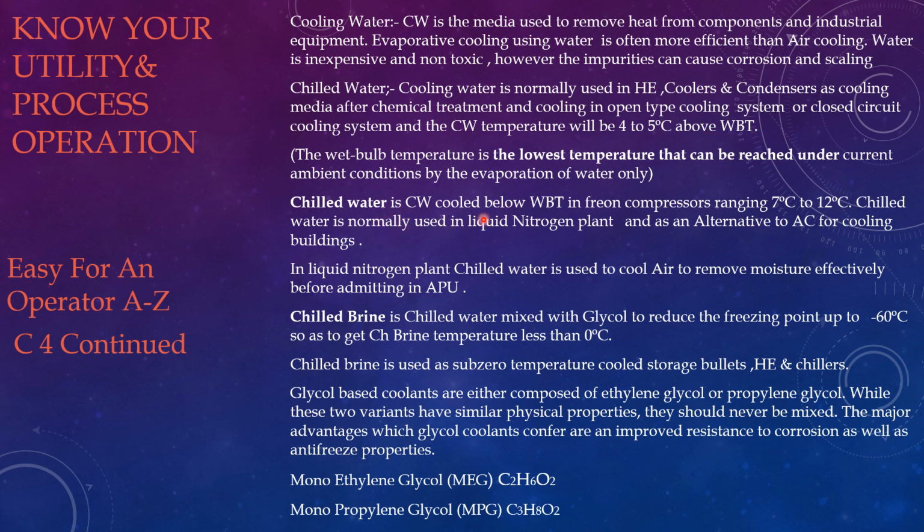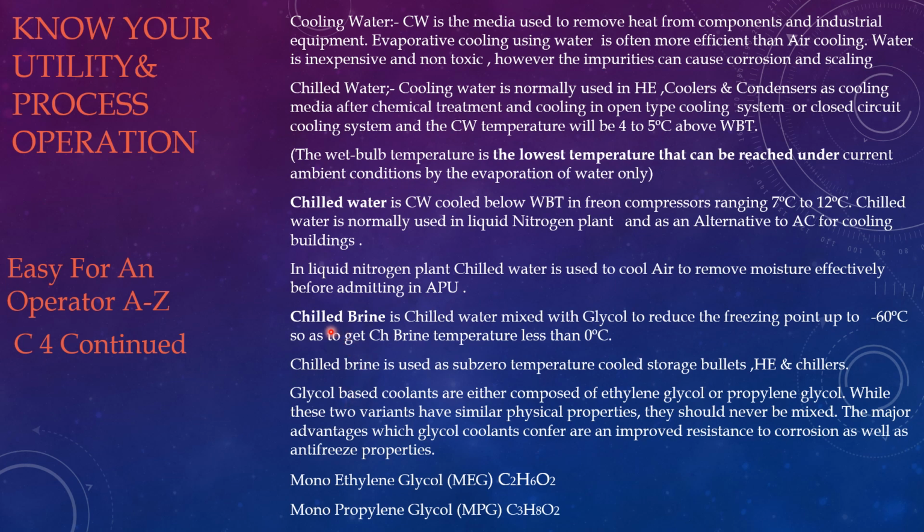Whereas chilled water is the cooling water cooled below wet bulb temperature in a freon compressor ranging from 7 degrees centigrade to 12 degrees centigrade. Chilled water is normally used in liquid nitrogen plant and as an alternative to air condition for cooling buildings. In liquid nitrogen plant, chilled water is used to cool the air to remove moisture effectively before emitting into air purifier unit. Chilled water is a very important source in liquid nitrogen production unit.